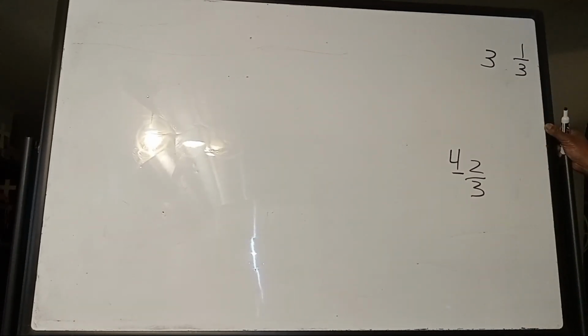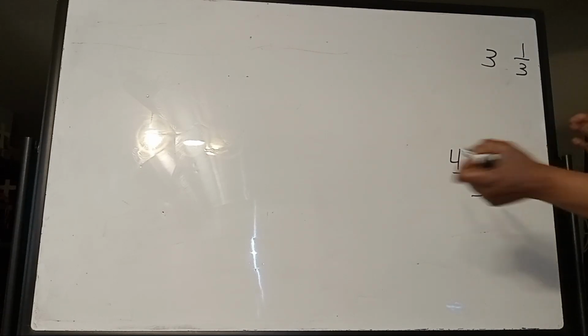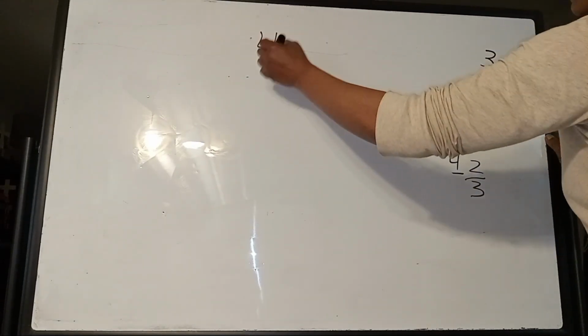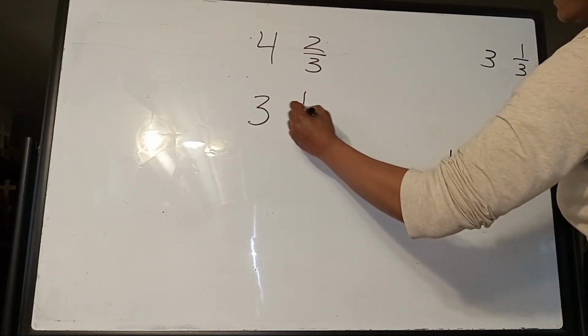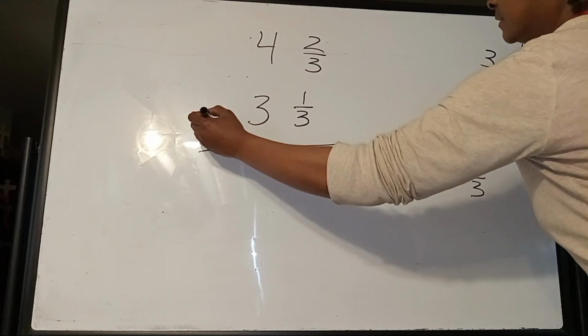See what our problem is. So I'm going to rewrite it. We got 4 and 2 over 3, and we got 3 and 1 over 3. And we need to subtract.